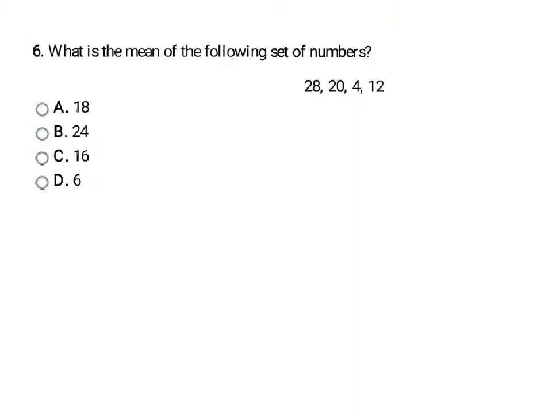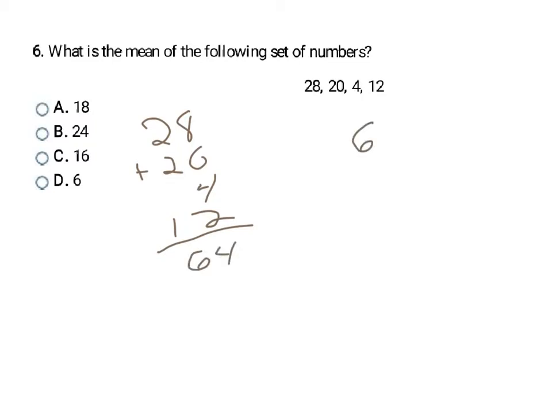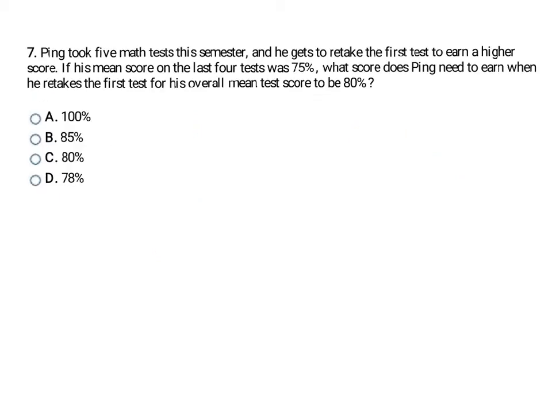So now I'm going to calculate the mean of these numbers. So that means I'm going to add up all of these numbers and divide by the number of numbers. And so when I add up 28 plus 20 plus 4 plus 12, I get 64. And then I'm going to have to take 64 and divide it by 1, 2, 3, 4. There's 4 numbers there, so I divide 64 by 4. And when I do that, I get 16. So the mean of those numbers is choice C, 16.